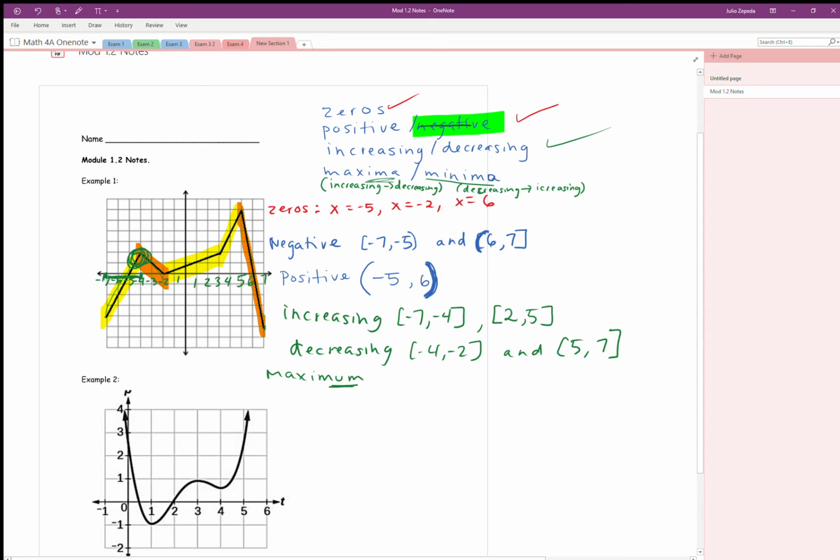So we have a maximum here at -4. And we've got another one here at 5, where it's going again from increasing to decreasing.